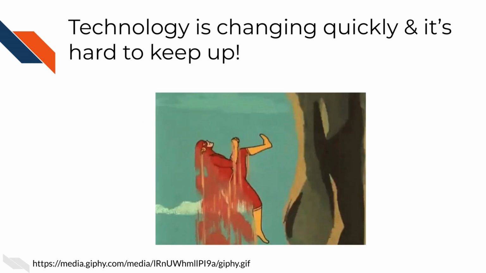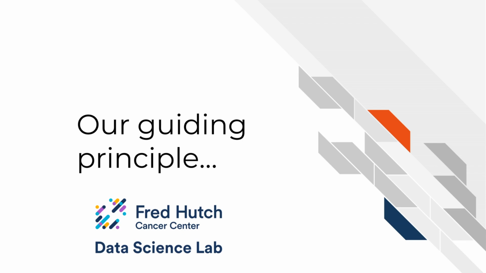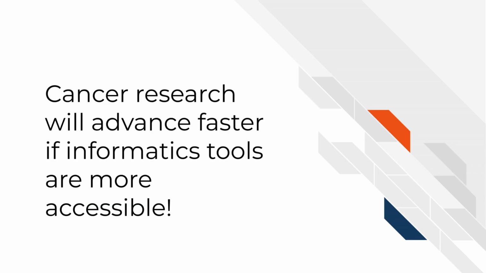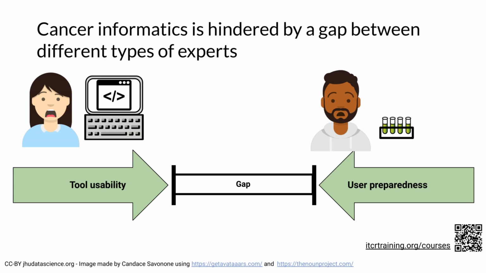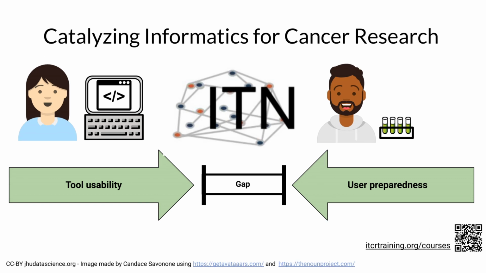We are all busy as researchers. Technology is changing quickly, and it's hard to keep up. Our guiding principle is: cancer research will advance faster if informatics tools are more accessible. Cancer informatics is hindered by a gap between different types of experts. The IT serves to make informatics easier for cancer research.